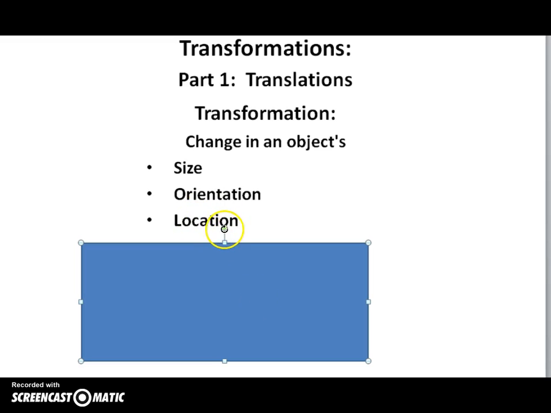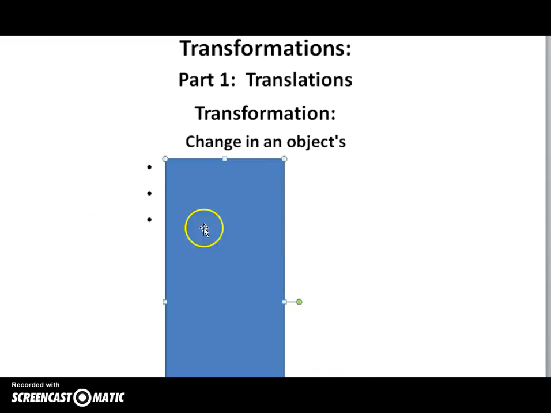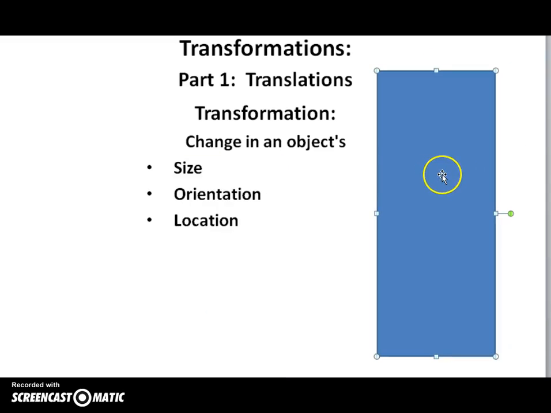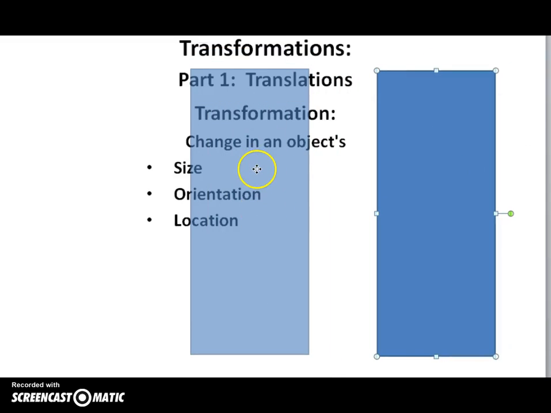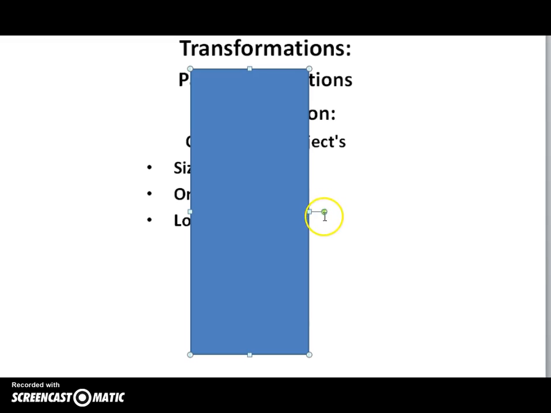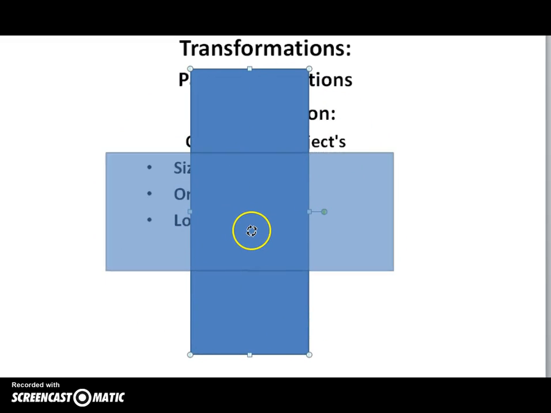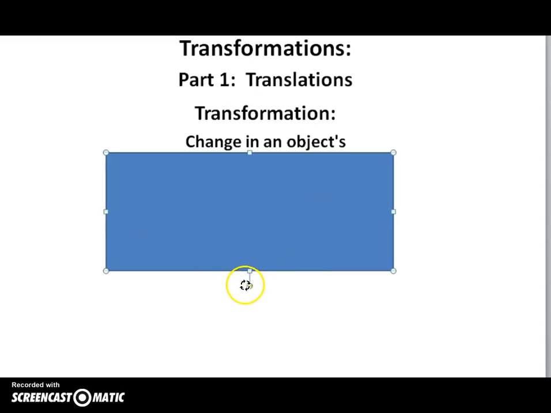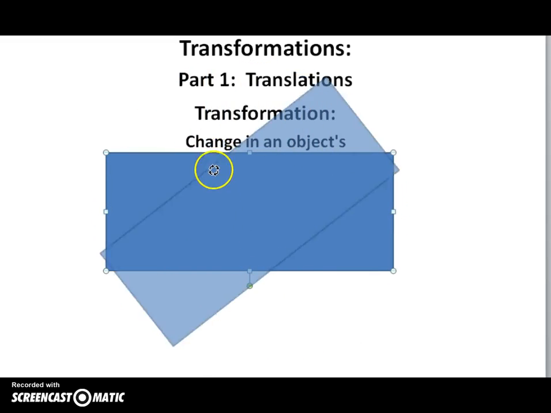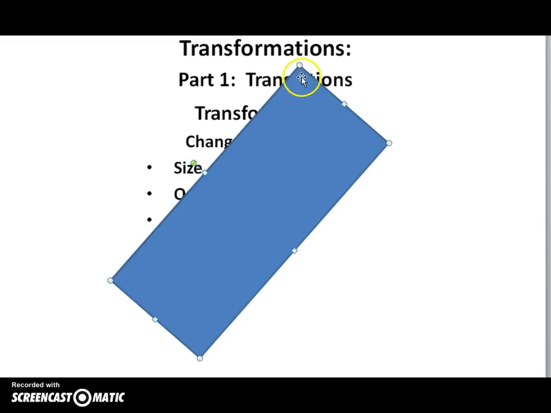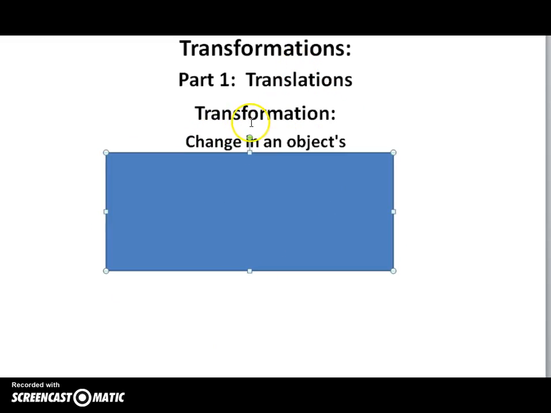Orientation is where I'm actually changing the position, but not necessarily the location, okay? If you look at what I'm doing right now, I'm kind of flipping it, reflecting it, rotating it, okay? I'm keeping the center in the exact same spot, but I am changing its orientation. So orientation is a change that way. And we'll talk more about how you do these things as we go through the different transformations.